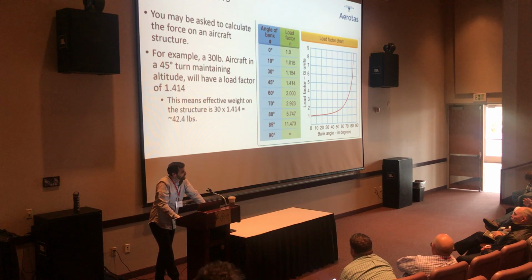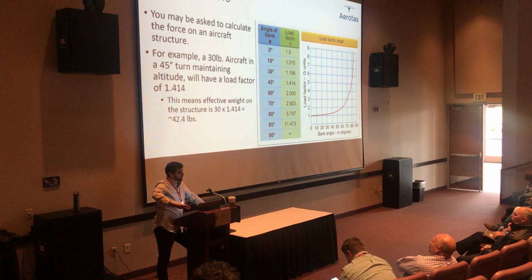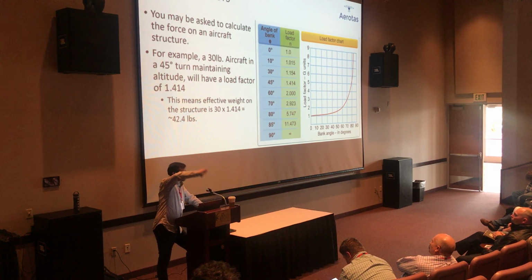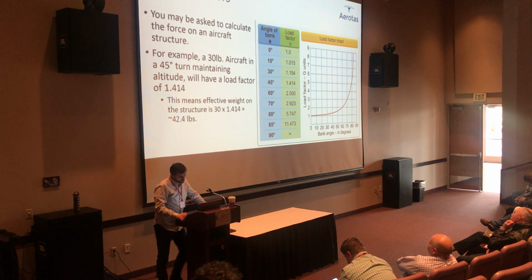Yeah? Is there a speed component to this, like the faster you're going? Not really, because this assumes that you are maintaining altitude. So if you go faster, just at the same level, you wind up gaining altitude. If you go too slow, you lose altitude. So this assumes that you have adjusted the speed properly such that you are maintaining altitude at that angle. All right.